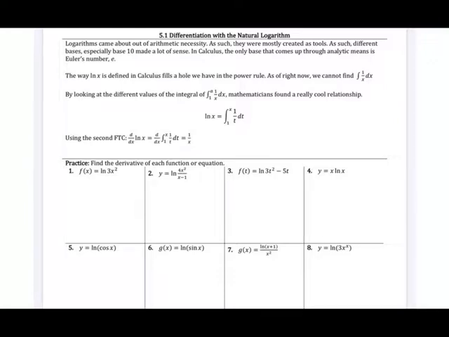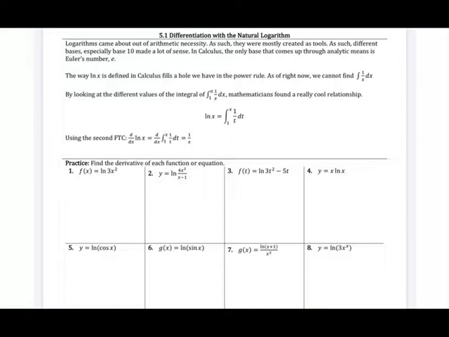5.1 is about differentiation with the natural log. So in order to work with the natural log and differentiation, we need a little bit of background information, and then we're actually going to use the definition of derivative to derive the derivative of natural log of x.